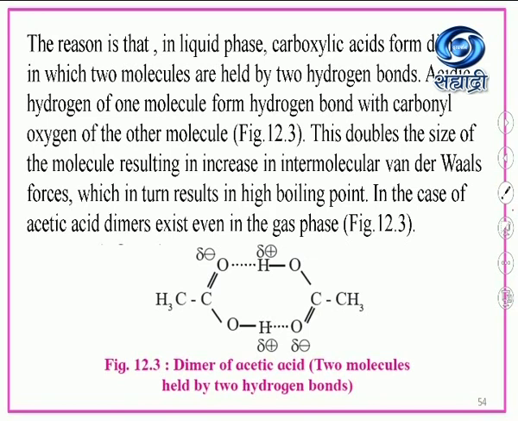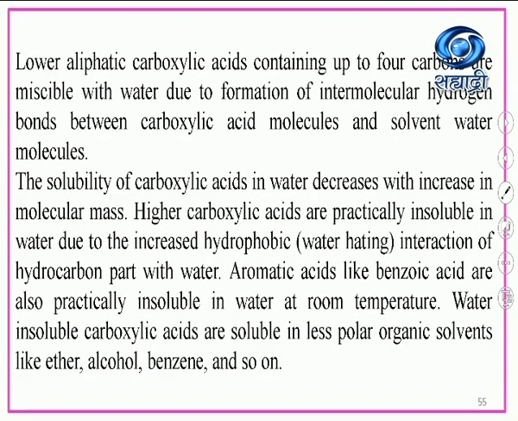Similarly, here also you will observe the OH hydroxyl group from one acetic acid and the carbonyl oxygen of the other acetic acid. So there is formation of hydrogen bonding, which is shown by the dotted line. This is the formation of hydrogen bonding in two molecules of acetic acid. Lower aliphatic carboxylic acids containing up to 4 carbons are miscible with water due to formation of intermolecular hydrogen bonds between carboxylic acid molecules and solvent water molecules.